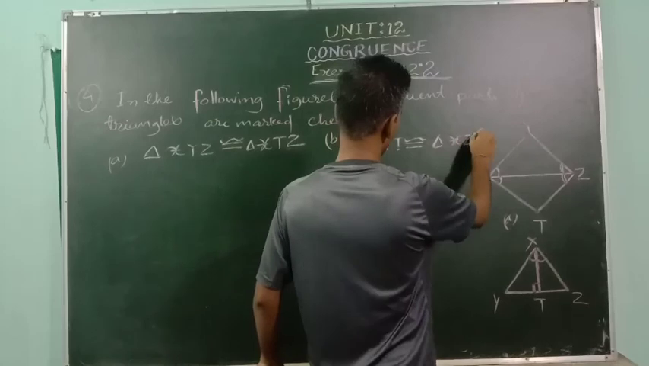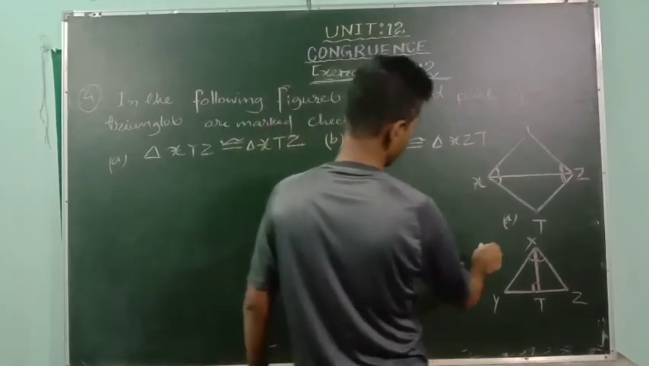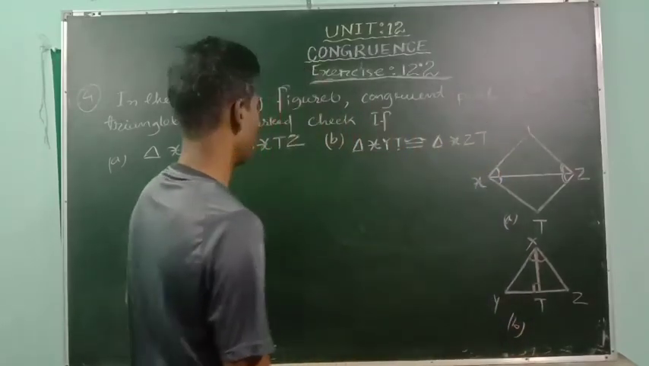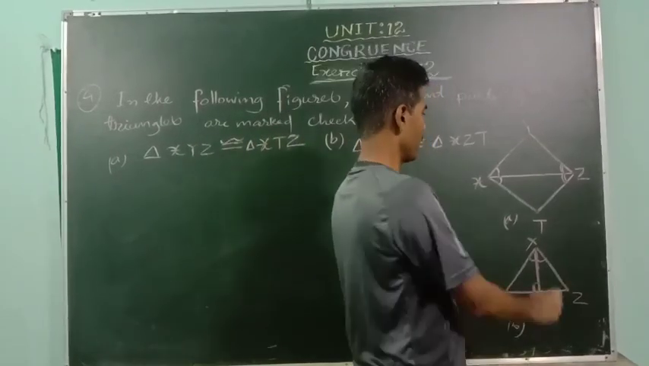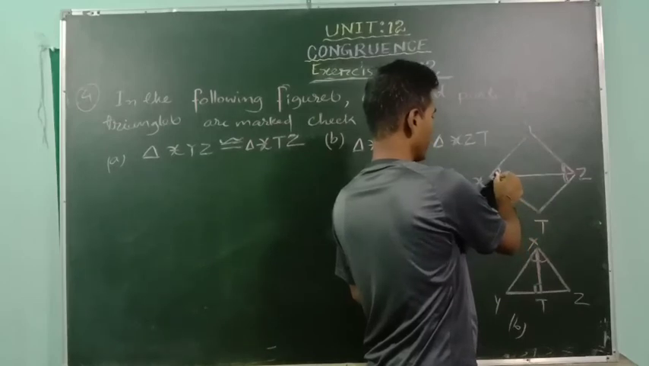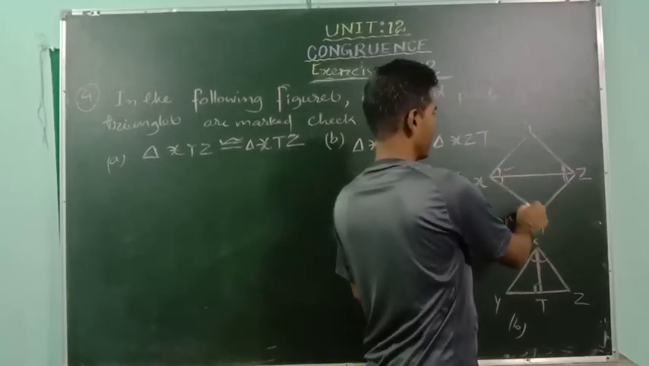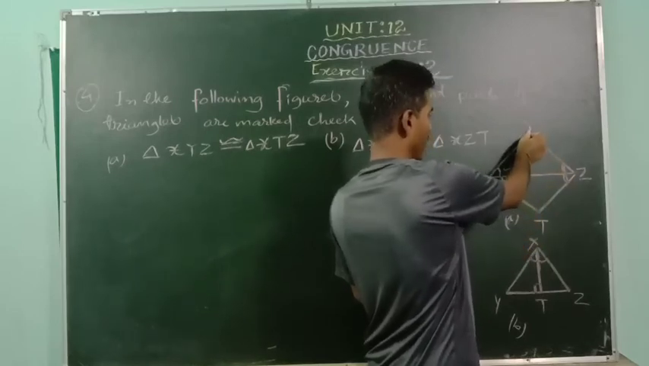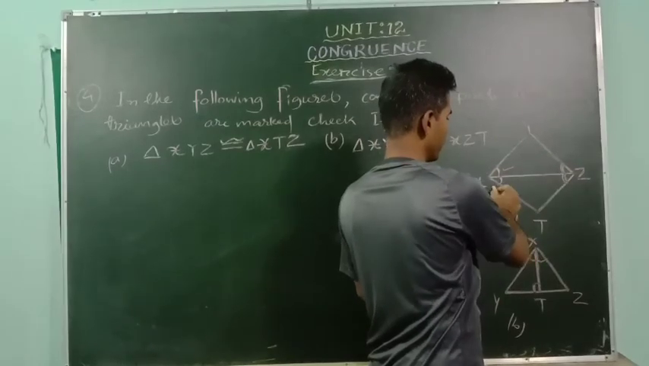Triangle XZT, that is sub question B. This is the drawing for sub question B. See, what is marked here? Angle YXZ is equal to angle ZXT, or you can say TXZ. Angle YXZ is equal to angle TXZ.